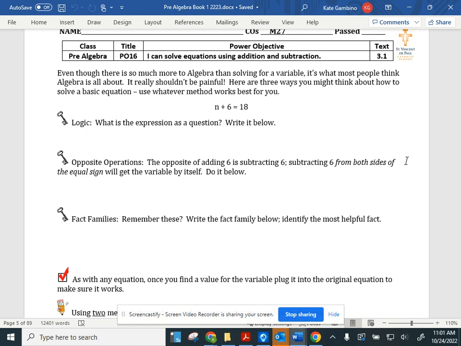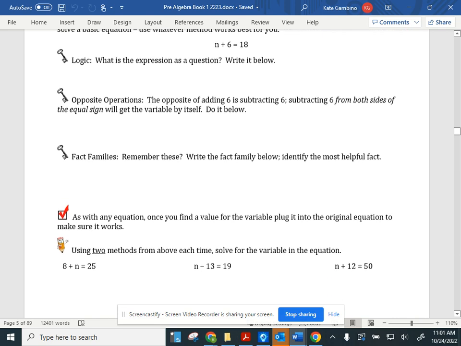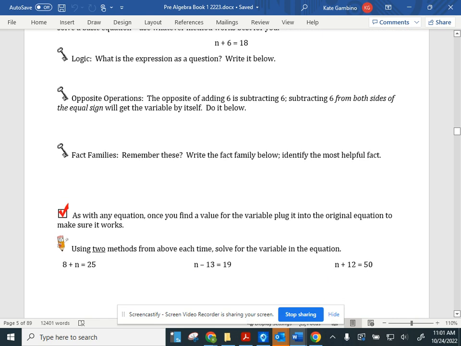So we're going to look at our n plus 6 equals 18. So we can use logic to find that answer. What is the expression as a question? So we're going to write that as a question. What number, that's our n, what number plus 6 is 18? So we can think about it using that logic.